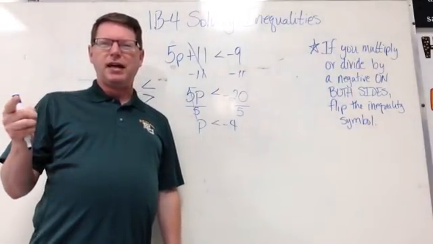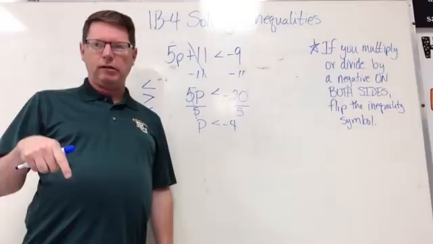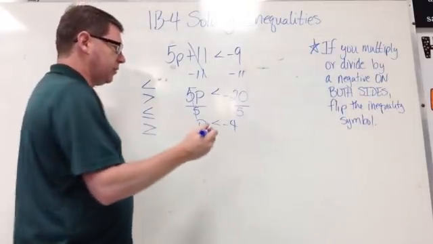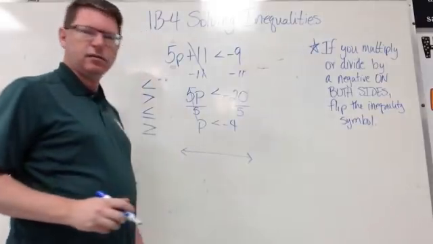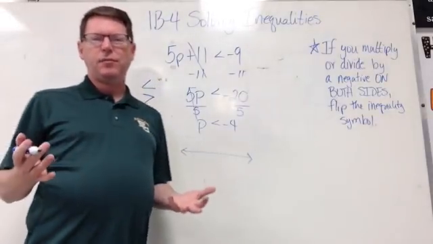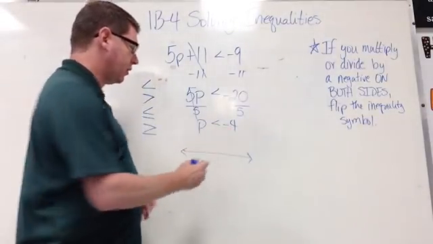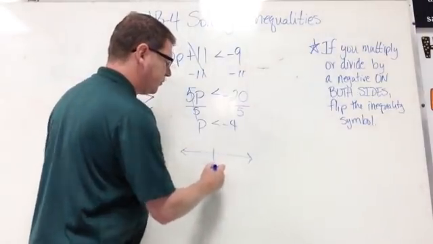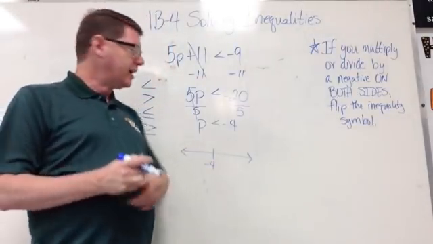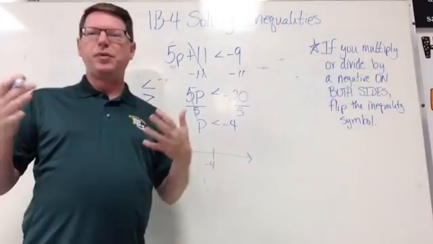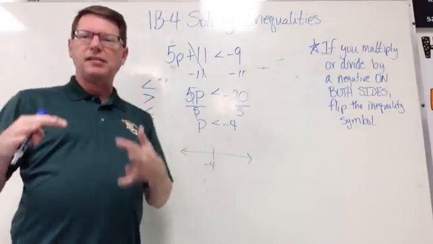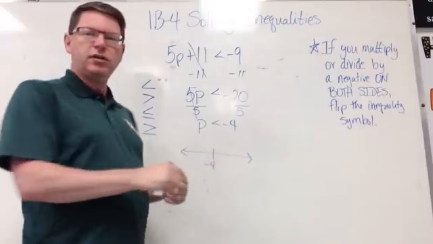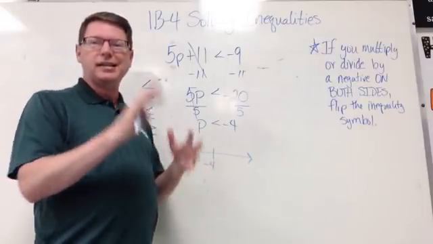Now how do we graph that on a number line? Well, let's draw a number line. Number lines always have arrows at the end. And the only number I'm really concerned about on this is the negative 4. So I'm just going to put a line there and put a negative 4. Now this inequality says that p is less than negative 4. So I need all the numbers that are less than negative 4. Well, is negative 4 included? No.